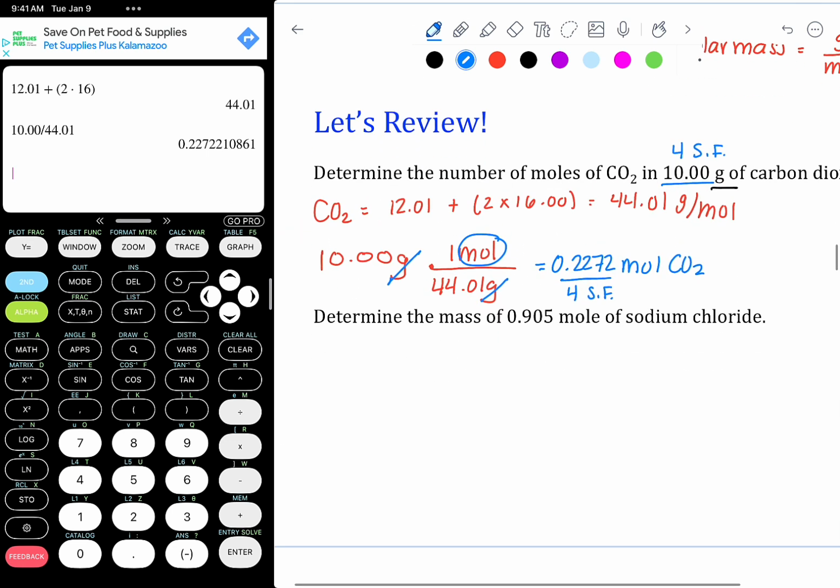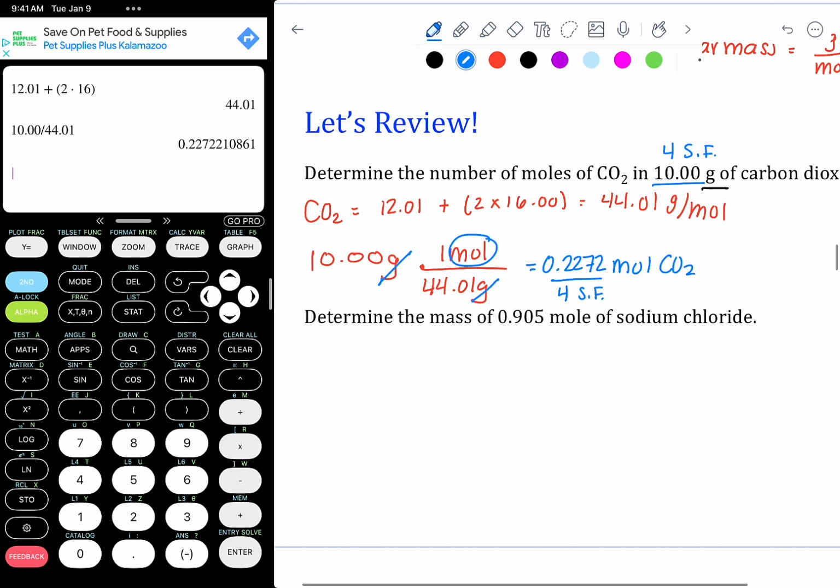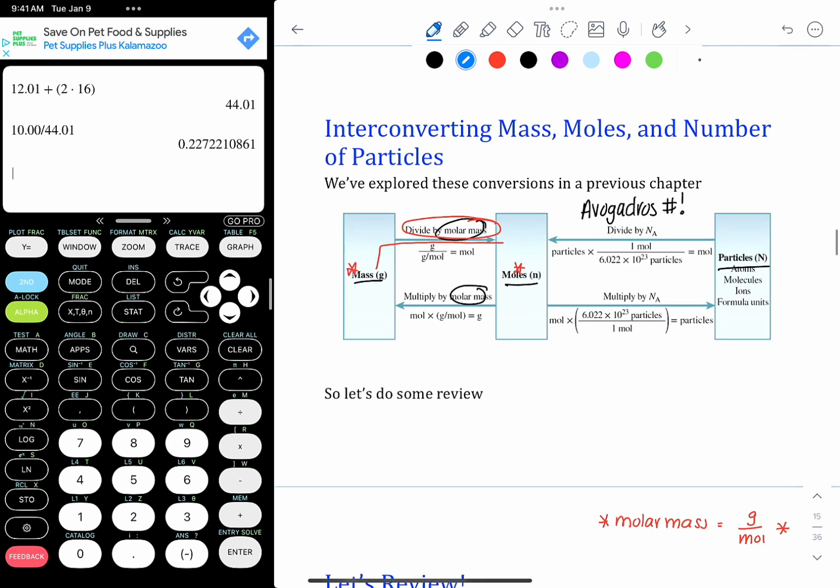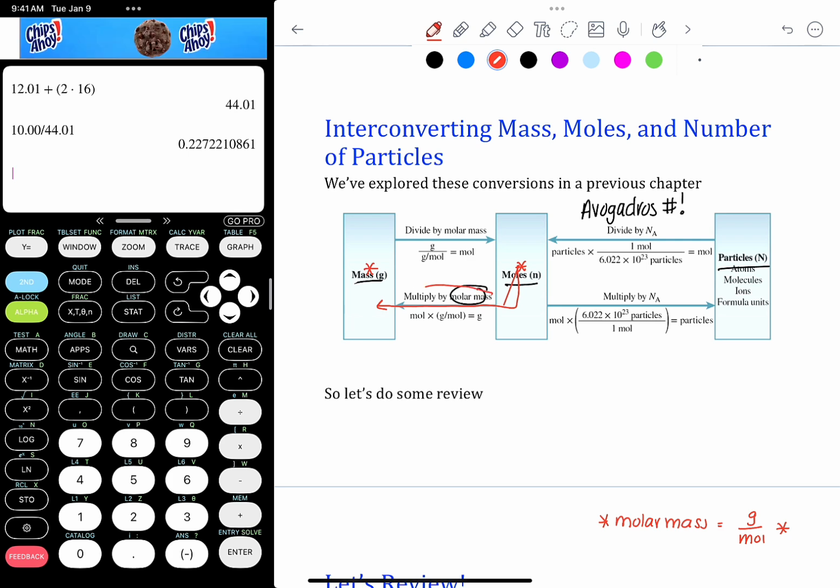Okay, let's try another one. Determine the mass of 0.905 moles of sodium chloride. So let's go back to our conversion here. I'm going to erase some of these. Okay, we're starting at moles and we want to get to mass. So if I'm starting at moles, I'm going to follow my arrow to get to mass, and it tells me I need to multiply by my molar mass.